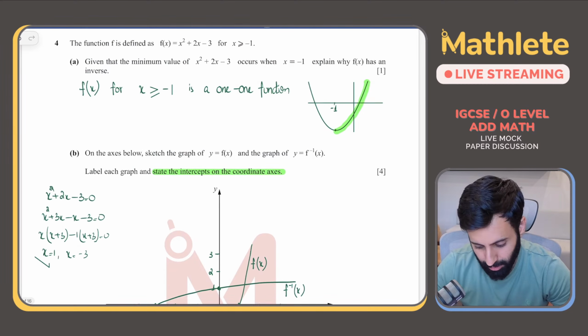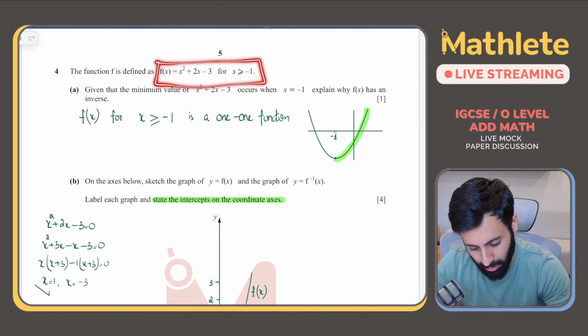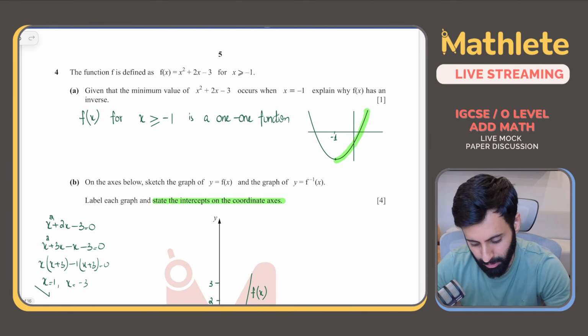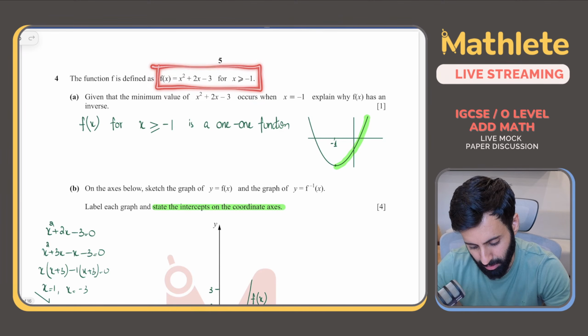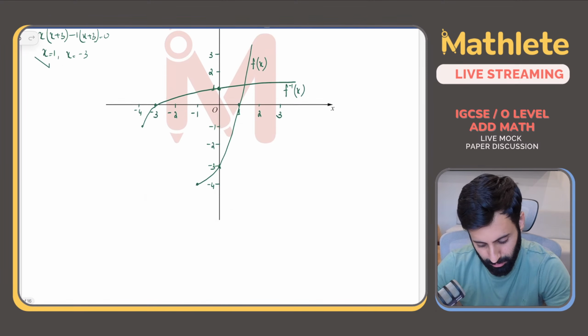You can't draw the full graph. Why has the question given the domain of f of x? What do you mean we can't draw the full graph? So instead of arguing, make sure you understand why we can't do what you're saying. So look at the domain.